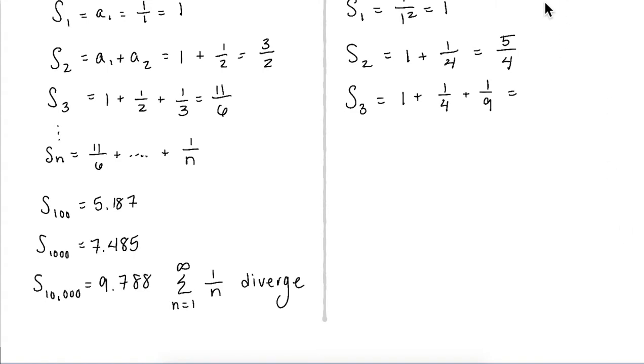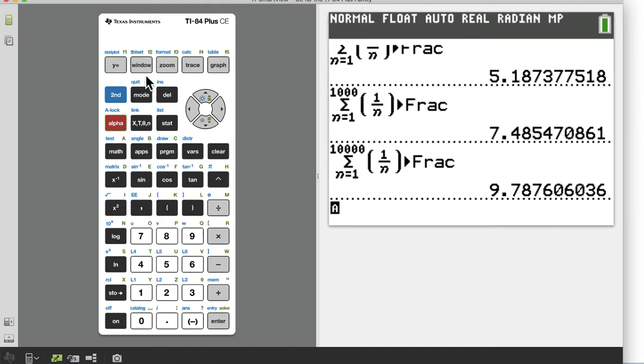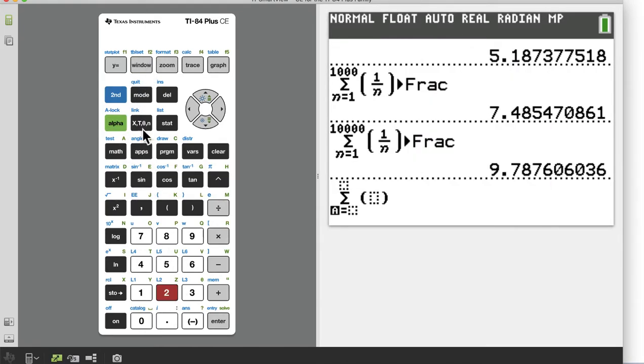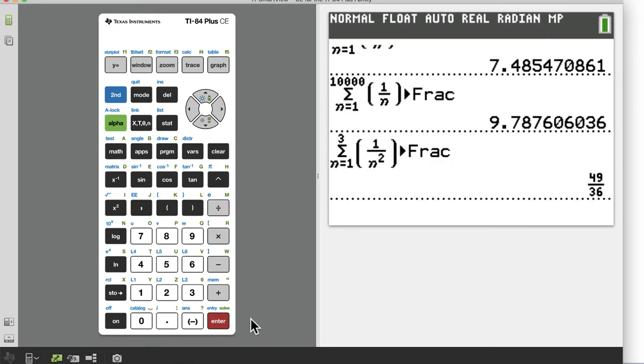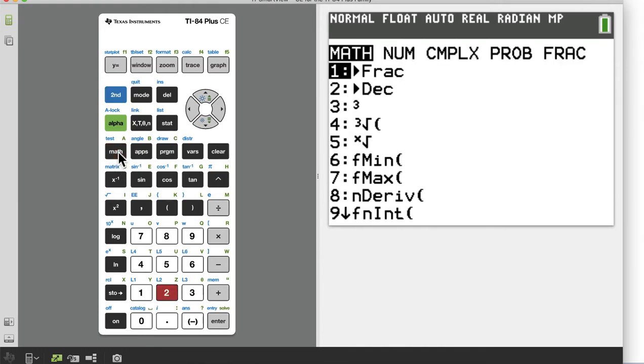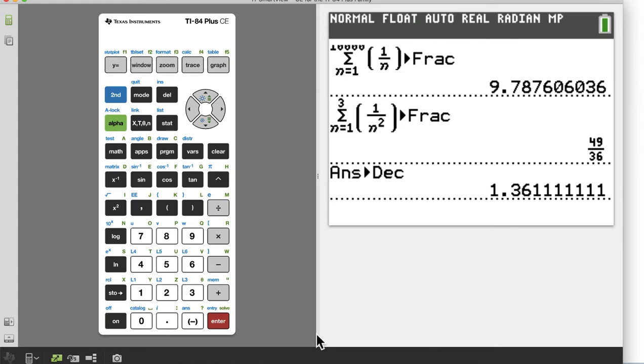And then go back to the calculator. Okay, so I'm going to use the alpha window trick, option 2. So that's n equaling 1. And then I want to go to 3, and then we're doing a fraction of 1 over n squared, and then I want to set my calculator up to give me a fraction answer if I can. Okay, so that's going to be 49 over 36. I can also look at that as a decimal, right? That's 1.361. And we know what 5/4 is, that's 1.25.